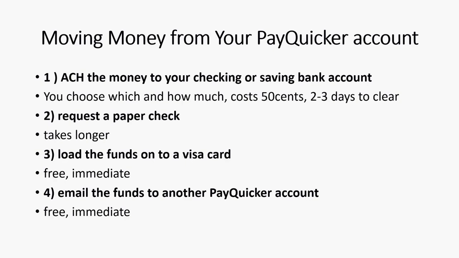Second way is if you need a paper check, you can request one. Of course, it has to go through the mail, so it's going to take longer. You can use the funds from your Visa card. That is free and it's immediate, and can be used worldwide because it's a Visa debit card. And here's the fourth thing. You can email funds to another Payquicker account, as I said.